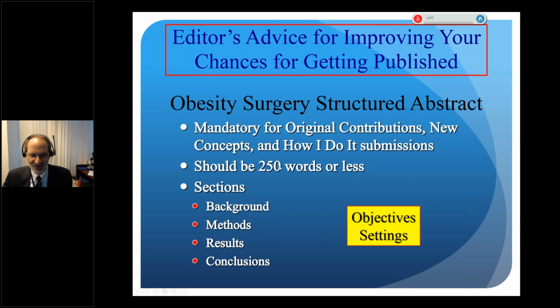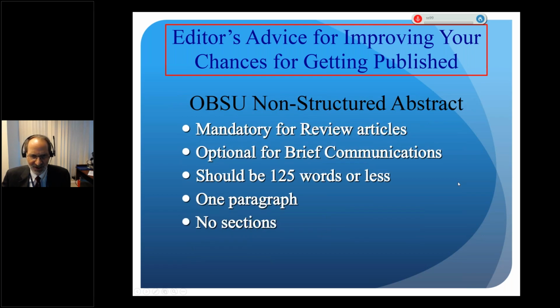And they should be less than 250 words. And once again, we're not really strict if it's a little bit over, but it has to be within the range of the 250 words. Some journals will also ask for additional topics such as objectives and settings, but obesity surgery does not.